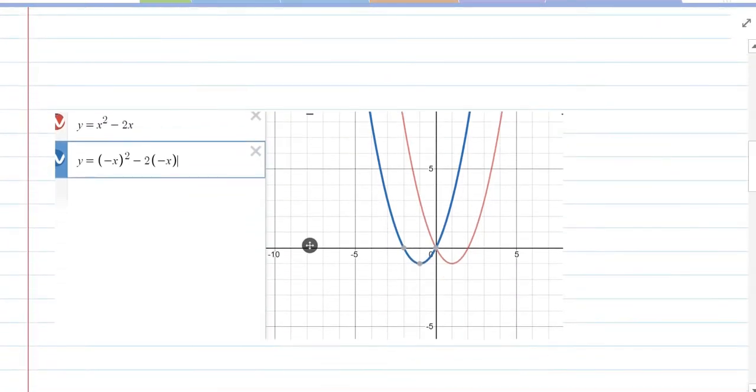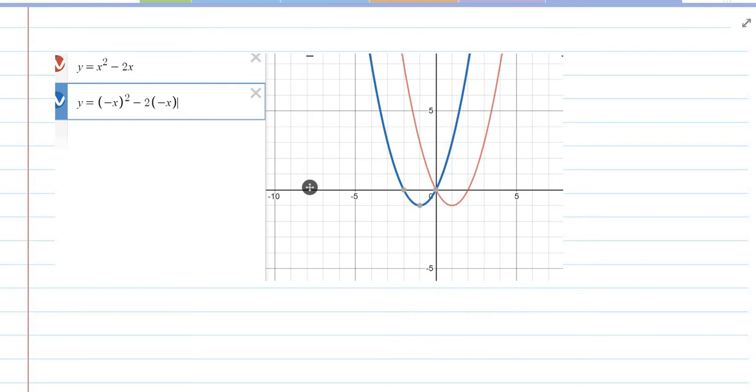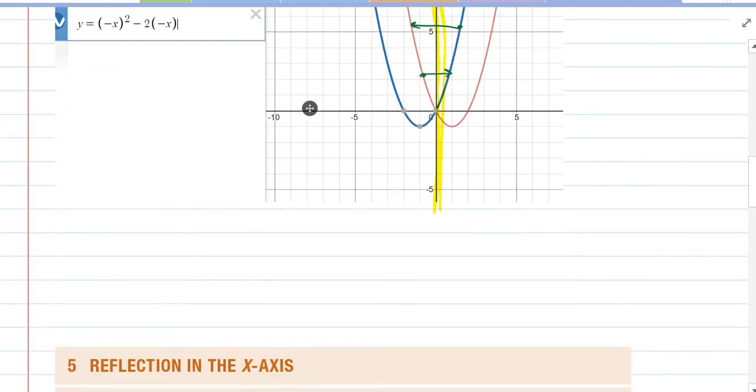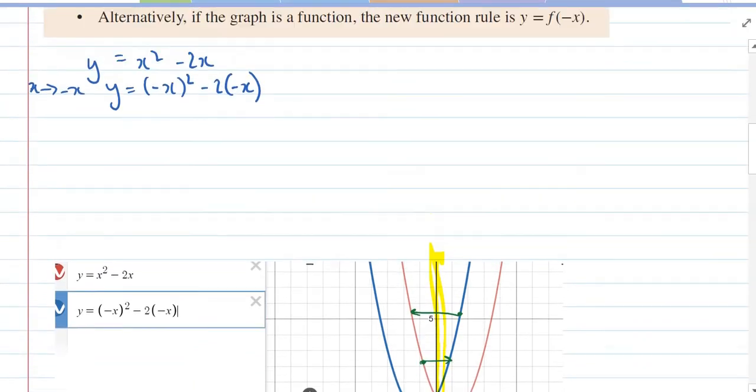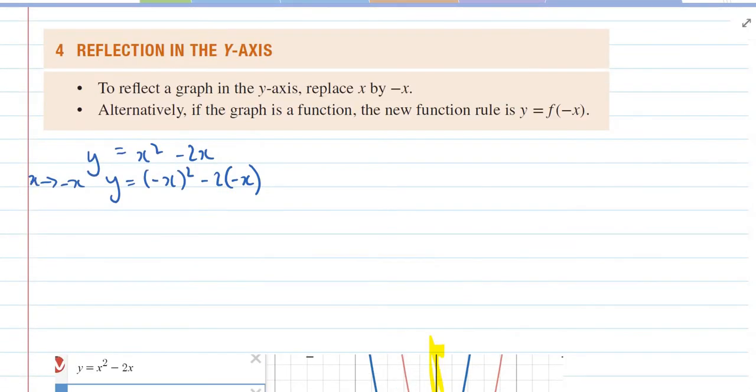So here we are, I've got that squished in here. So if you were to talk about the y-axis being a mirror, can you see each point here gets reflected there? Or it's rather the other way around. Each red point gets reflected there. So that's what replacing x with negative x does. So replace x by negative x to reflect in the y-axis.